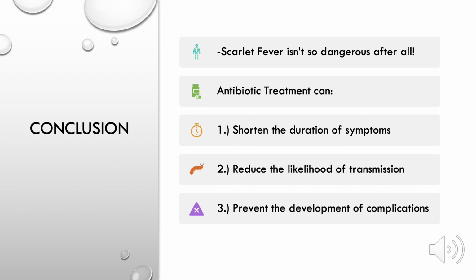Conclusion. Scarlet fever isn't so dangerous after all, because of how much more advanced we are today with antibiotics than we were centuries ago. Treatment with an antibiotic regimen is essential to shorten the duration of symptoms, reduce the likelihood of transmission, and prevent the development of complications. Antibiotic doses can alleviate the symptoms because of group A streptococcus bacteria being susceptible to them, despite its lethal toxins and evasion tactics.